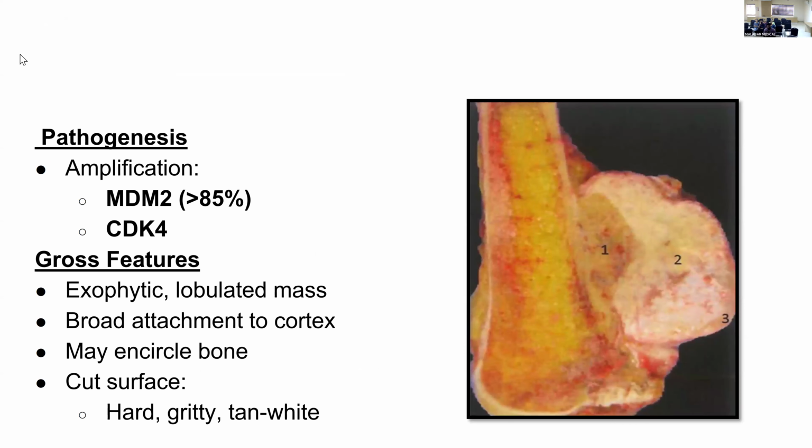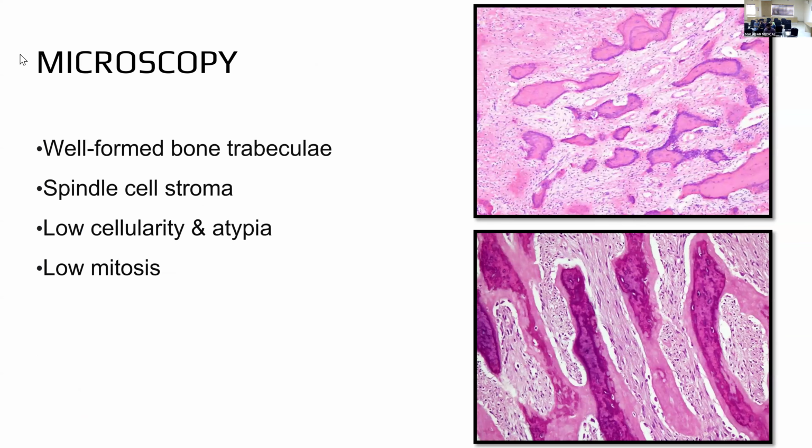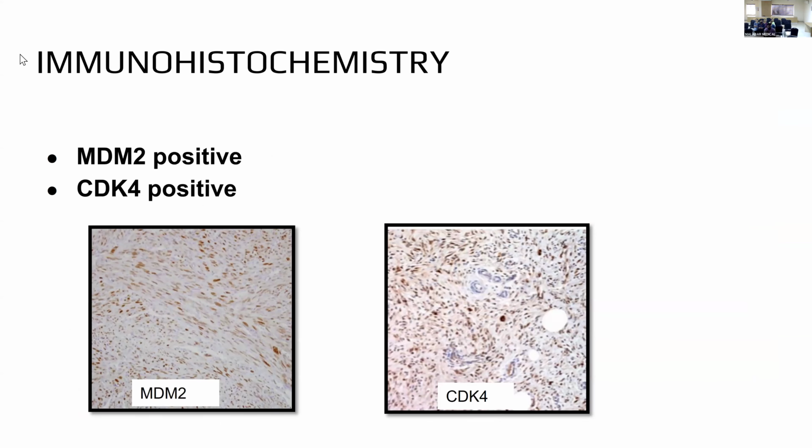Pathogenesis: MDM2 gene amplification and CDK4 amplification. Grossly, it is an exophytic lobulated mass attached to the cortex. It can encircle the bone, and the cut surface can be hard, gritty, or tan white. Microscopically, there are areas of well-formed bony trabeculae, spindle cell stroma, low cellularity and atypia, and very low mitosis. It shows positivity for MDM2 and CDK4 on immunohistochemistry.